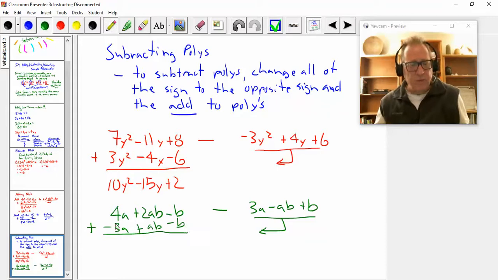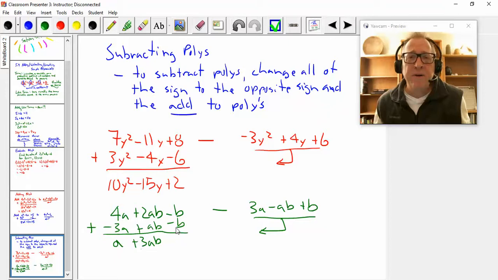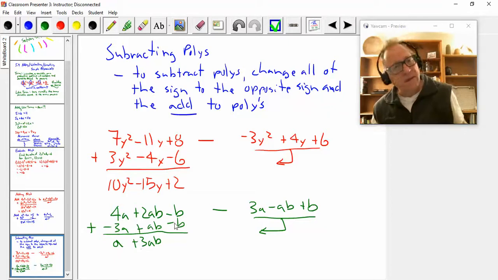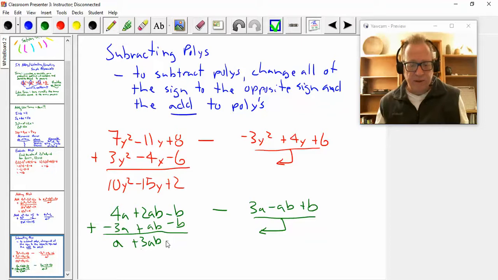Okay, let's see, we're ready to add. We've got 4a minus 3a, or 4a plus a negative 3a. That leaves me just 1a. I've got 2ab plus another ab. That gives me 3ab. And we've got negative b minus b. Ah, the b's disappear, don't they? No, they don't, Craig. We've got negative b plus negative b. That makes negative 2b. All right, there's our answer.